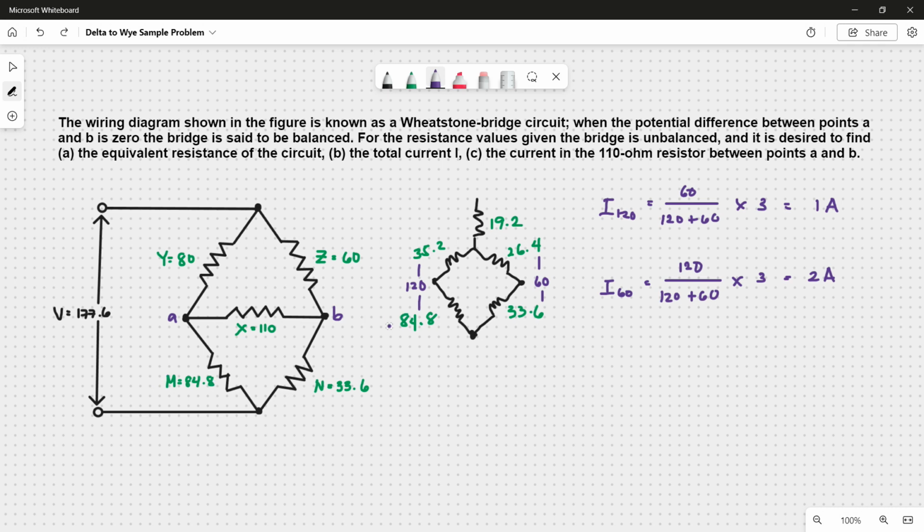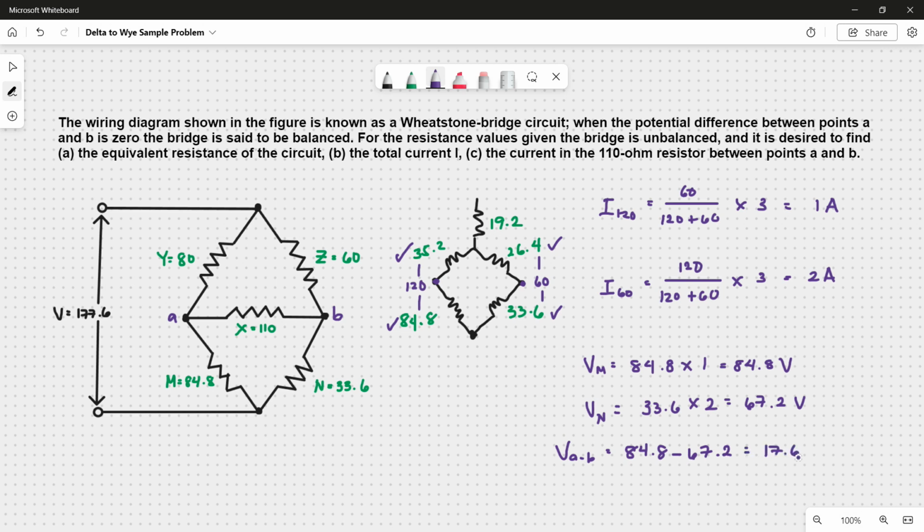The voltage drop across 84.8 or 35.2 will be now multiplied by 1. And the voltage drop across 33.6 or the 26.4 ohm resistor will be multiplied by 2. Therefore, the potential difference between A and B will be 84.8 minus 67.2, a total of 17.6 volts. Hence, the current through the 110 ohm resistor is 17.6 divided by 110, a total of 0.16 amp.